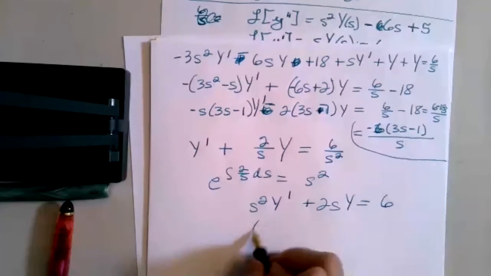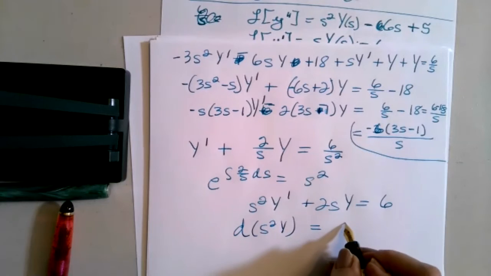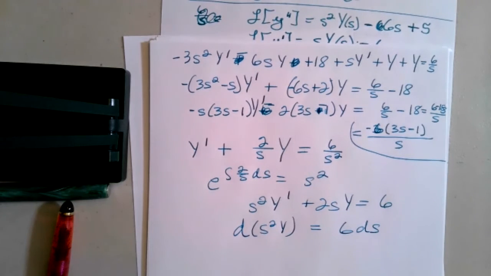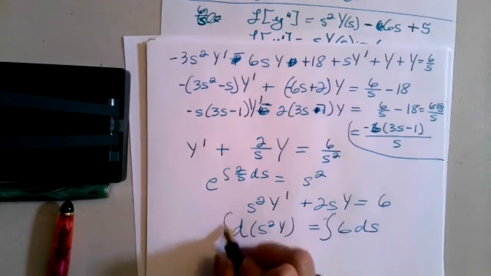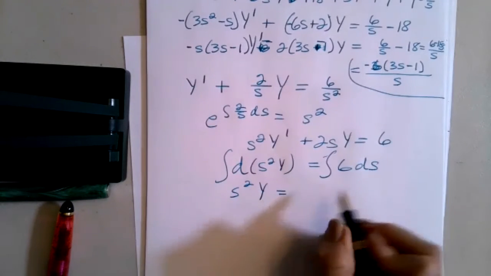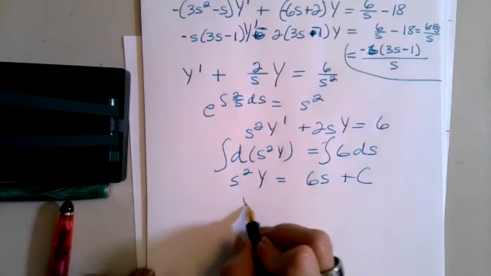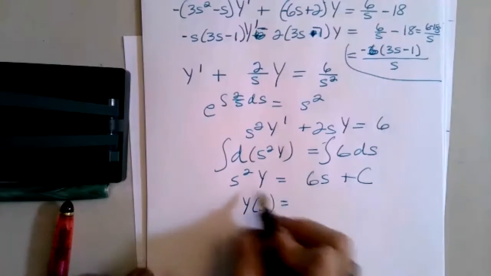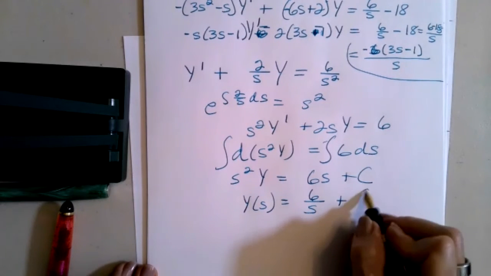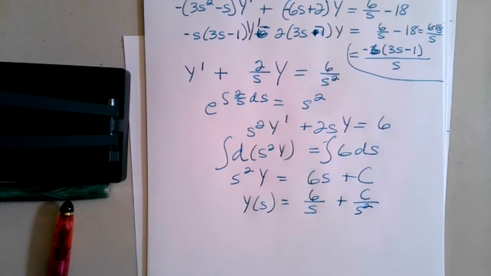There we go. So this is s squared y, the derivative of that with respect to s is equal to 6 ds. And so now we integrate both sides. So you get s squared y, and that's equal to 6s plus c, finally. So y of s is, dividing by s squared, 6 over s plus c over s squared. There is no inverse Laplace transform of just a constant.